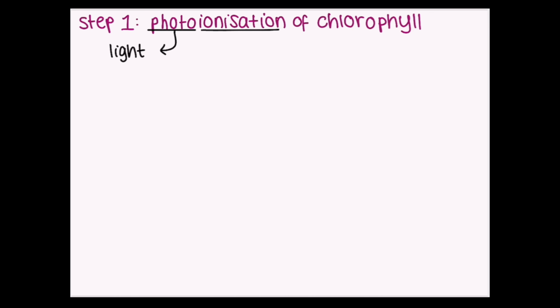So let's start with the very first step of the light-dependent reaction, which is the photoionization of chlorophyll. Now, we've already identified chlorophyll as being the photosynthetic pigment within the photosystems of the thylakoid membranes. So they're responsible for the absorption of light energy.